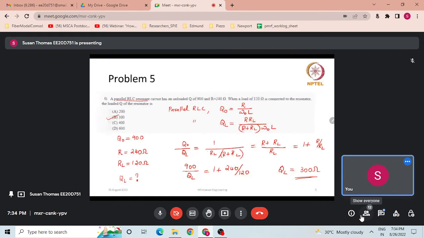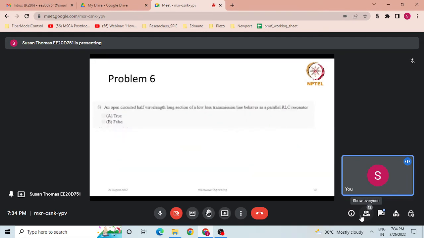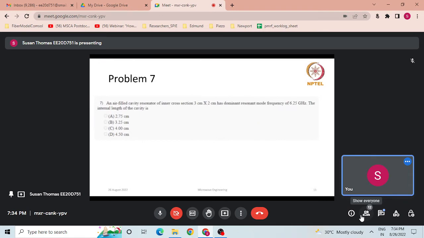Okay, I hope by now the things are clear. Now let's look at a problem in an air-filled cavity resonator. So we are going to discuss a cavity resonator.